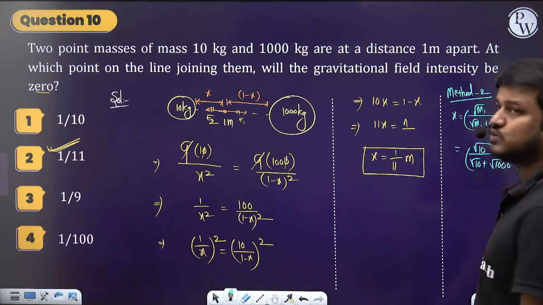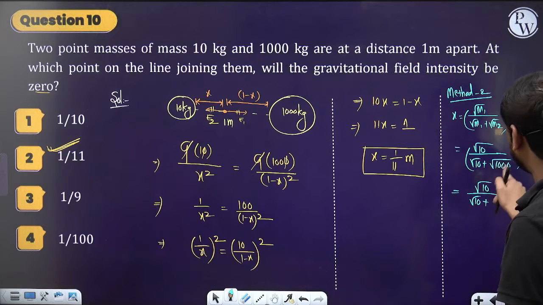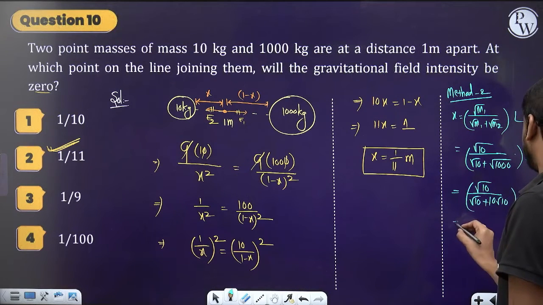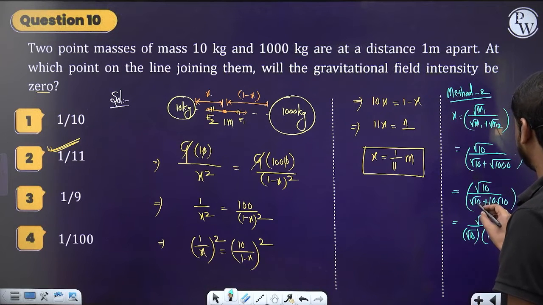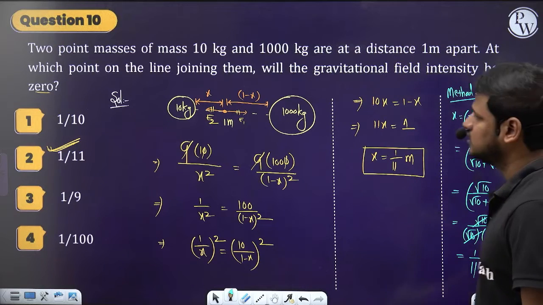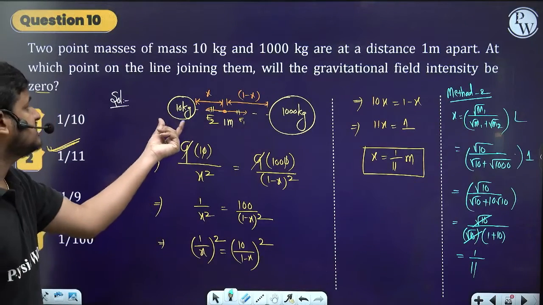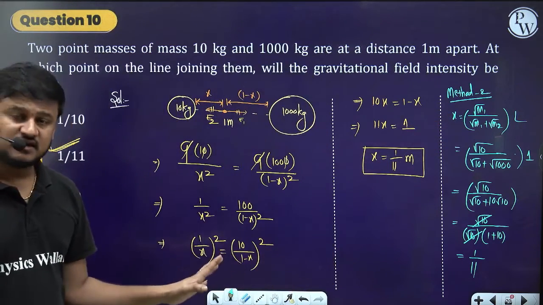The total distance L is 1. So here root 10 by, inside the root I can write 100 into 10. So 100 comes out of the root, which is root 10 again. This distance 1, you need not take. In the denominator I am taking root 10 common, so 1 will be left here and 10 will be left here. So root 10 cancels, 1 by 11. The same answer we got in method 2. So at a distance 1 by 11 from the smaller mass. Understood, guys? Clear? Chalo, done.